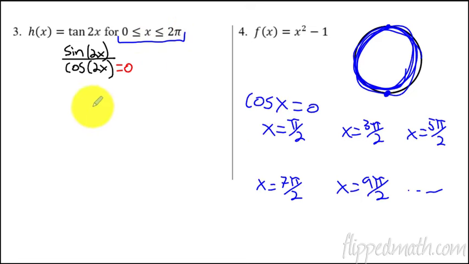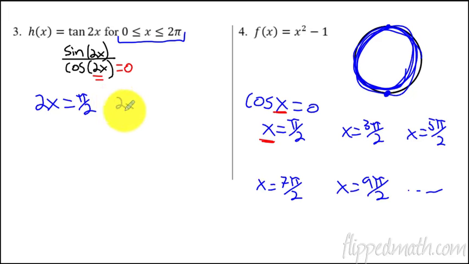So let's give this a shot here. Now we go back to this cosine of 2x. So write this part down. When does cosine of 2x equal 0? It happens when 2x equals, so here it was just an x, and so we just wrote when x equals, but here it's a 2x, so we're going to write when 2x equals pi over 2.